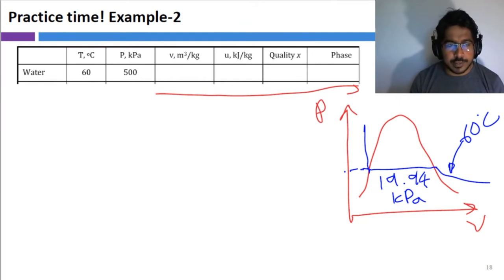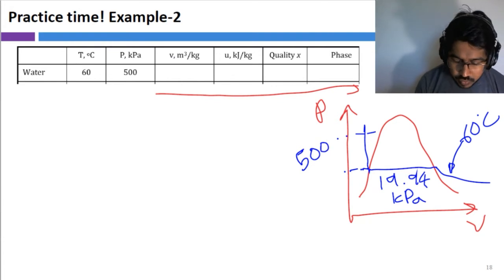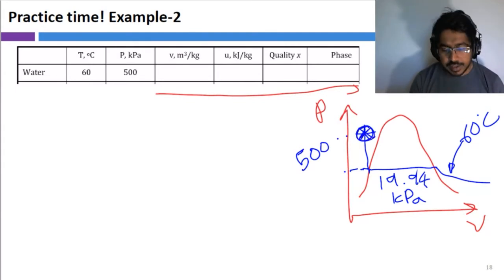But my pressure is 500 kilopascals. It is 500, right? So obviously it is crossing. My state is here, in the compressed liquid region. Desa is right. Excellent, right?